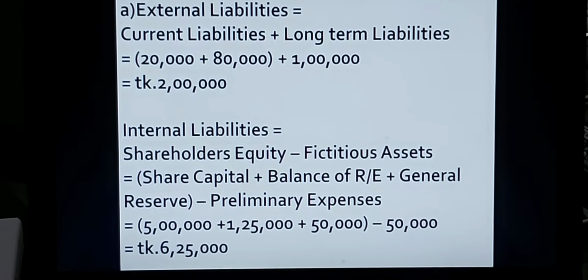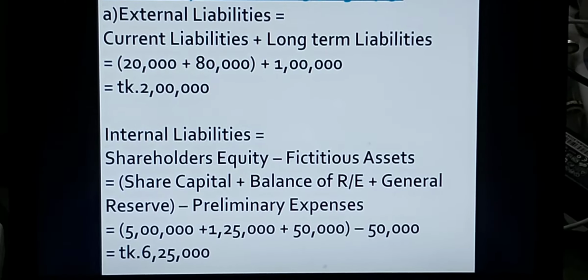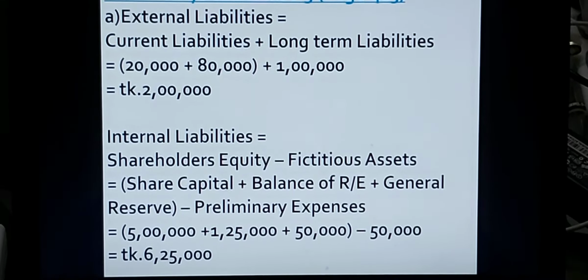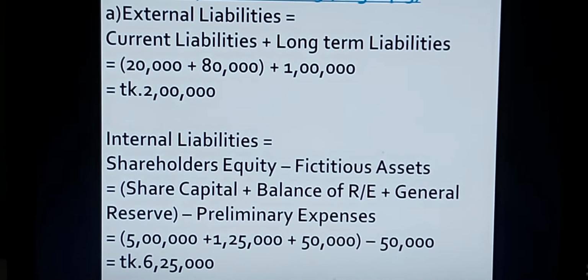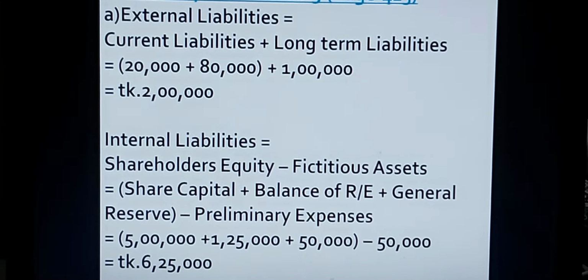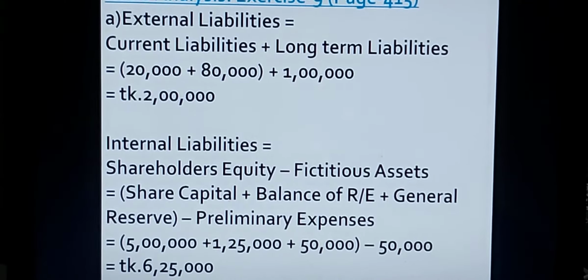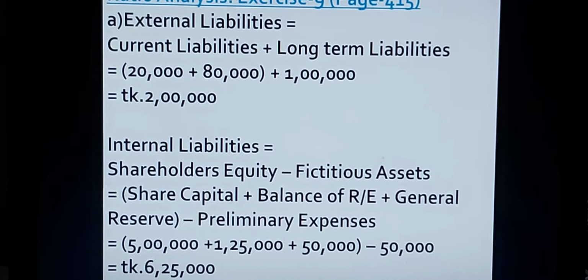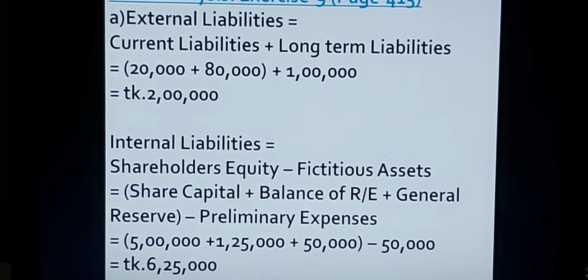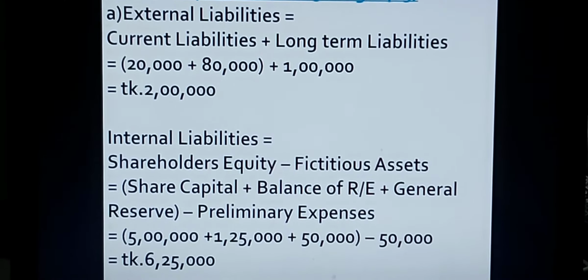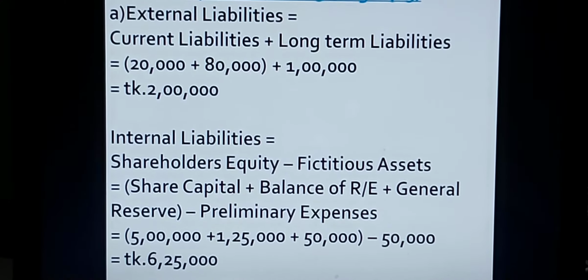In requirement A, the second one, internal liabilities. You know, internal liabilities is equal to shareholders' equity minus fictitious asset. In this question, 3 items are available in shareholders' equity and 1 item is available for fictitious asset. For equity: share capital, balance of retained earnings, and general reserve. Only one fictitious asset is available, that is the preliminary expenses.